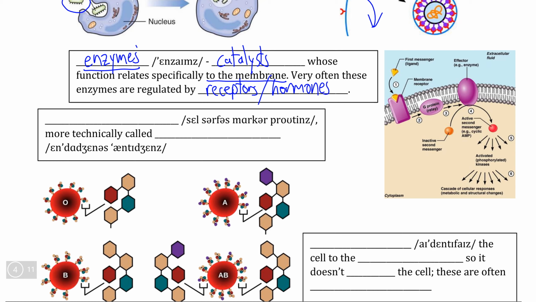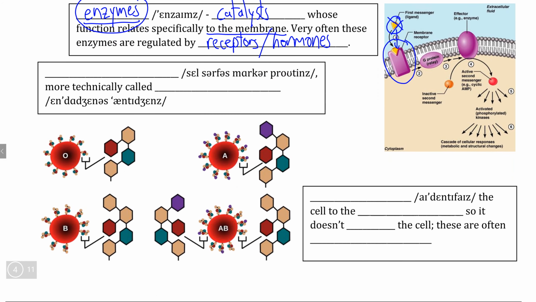Now, what this means is that many enzymes that are embedded within the membrane can actually be controlled as to whether they are on or whether they are off, depending on whether a receptor protein has a hormone attached to it or whether that hormone is absent, which gives the cell a greater control over whether the enzymes in its membrane are constantly active or not.